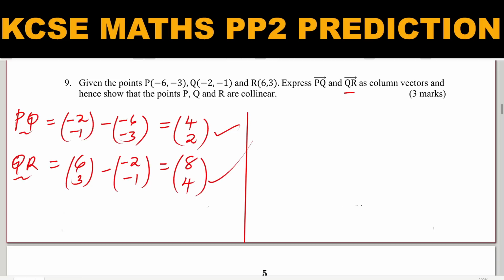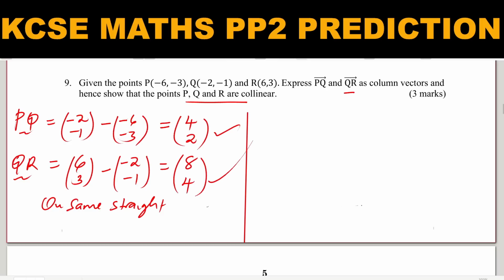Now the next thing you're supposed to do is to show that the points P, Q and R are collinear. What does it mean? To show that these points are collinear, it means you are supposed to show that they lie on the same straight line. That is what you need to show. And how do you do that? You have first to show that vector PQ is parallel to vector QR. And to do that, you must show that one of the vectors is a scalar multiple of the other.